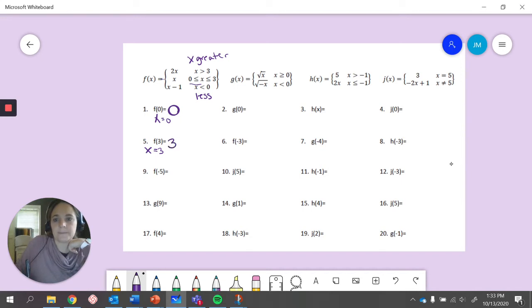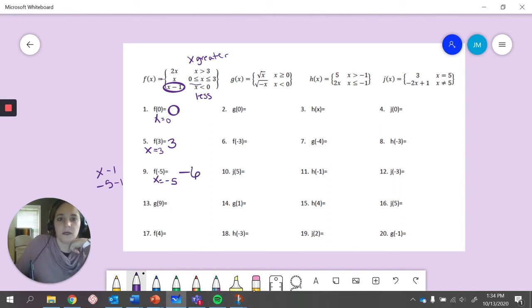Okay, what about f of negative 5? X equals negative 5, so I have to decide which rule to use. The top rule says x is greater than 3. Well, negative 5 is not greater than 3. The bottom rule says x is less than 0. Yep, negative 5 is less than 0. So I'm going to pop that rule out, x minus 1, and substitute my negative 5, and I get an answer of negative 6.